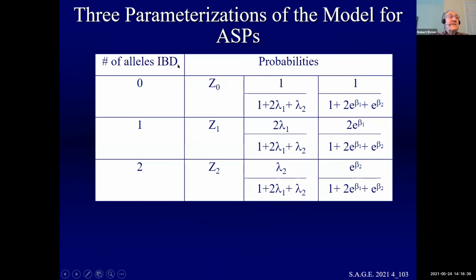The number of alleles identical by descent can be 0, 1, or 2. The original parameterization that Neil Risch used was Z0, Z1, and Z2. And you can put them in terms of relative recurrence probabilities, and she puts them in the logistic form like this with a beta 1 and a beta 2.